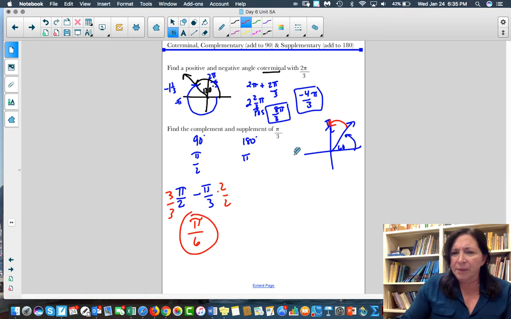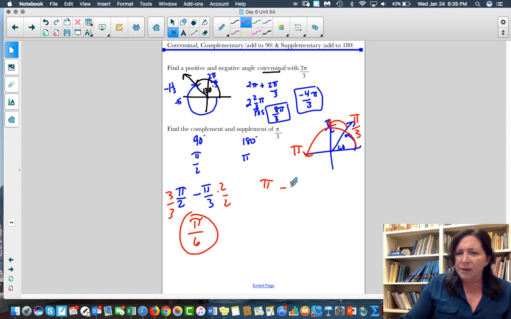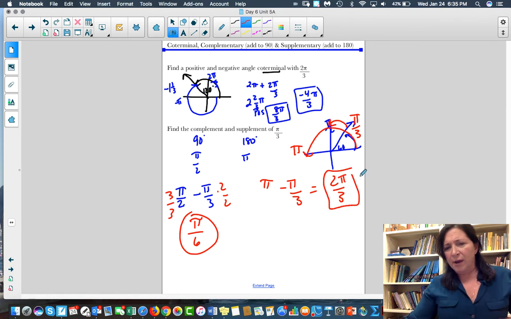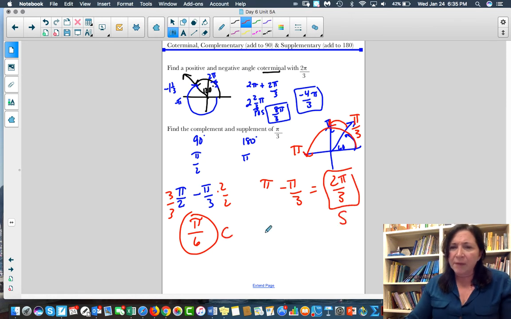Now the supplement is to add up to be 180 degrees. Well, this is pi over 3. So what's pi minus 1/3 of that? Okay, so that should be 2 pi over 3. So that's what's left. So now you have a complement. This is my supplement. This is my complement of those two angles.